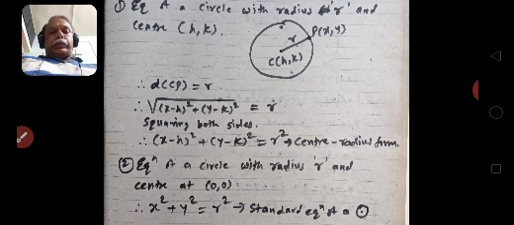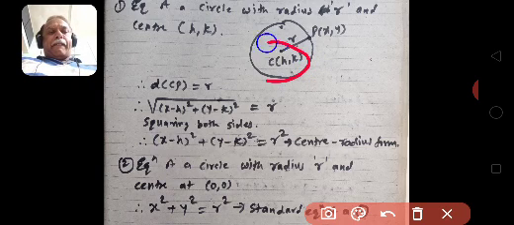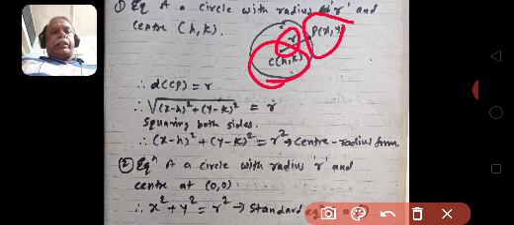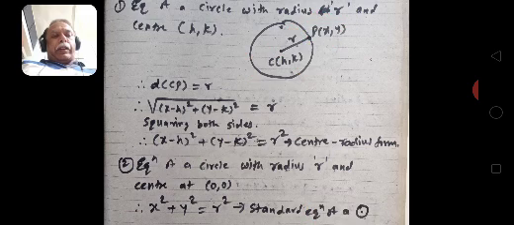Suppose C(h, k) is the center of the circle, R is the radius of the circle, and P(x, y) is any point on the circle. Then how to develop an equation of such circle?